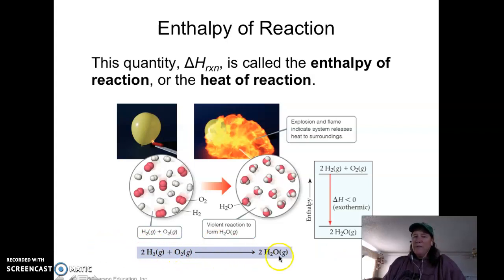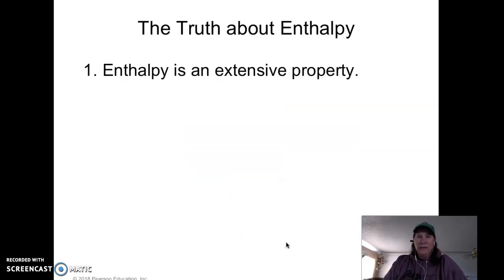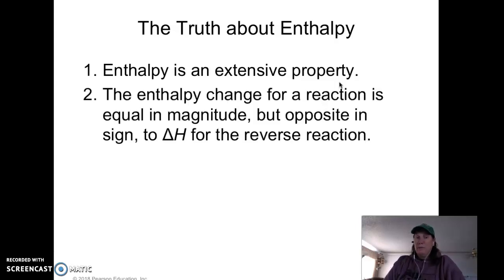So when you have a reaction, you can actually calculate if it's endothermic or exothermic. Some of the things to remember about enthalpy. First of all, it's weird because it's an H, but it's an extensive property, which means it depends on the amount of substance you have. If you have 2 moles versus 1 mole, it's going to be a larger number. So the amount that you have changes the enthalpy change.